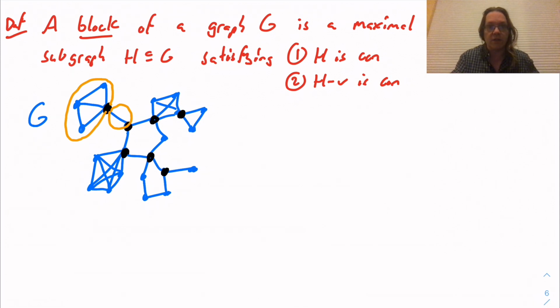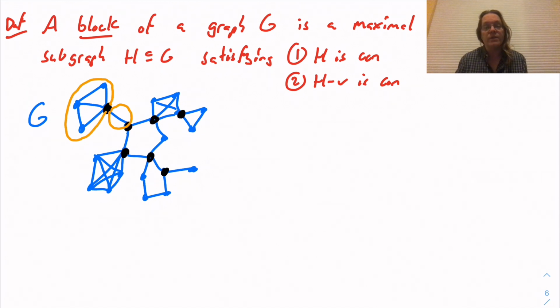Also, you can't enlarge it. If you try to take this graph and add anything else to it, you'll see that the subgraph you form is going to violate either condition 1 or condition 2. So this last edge that I've just circled here in orange is in fact going to be a block of my graph G.